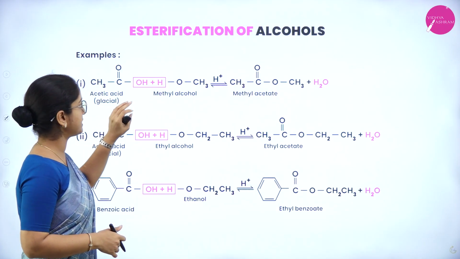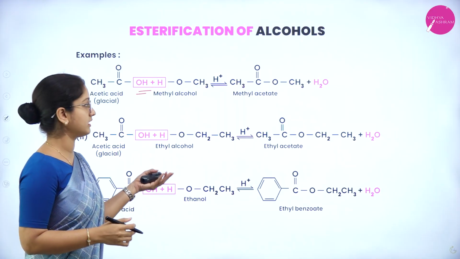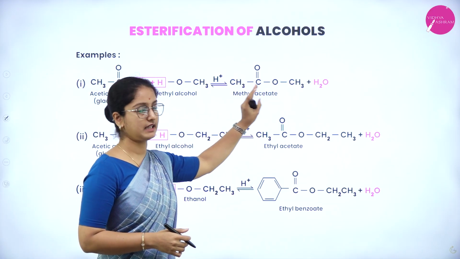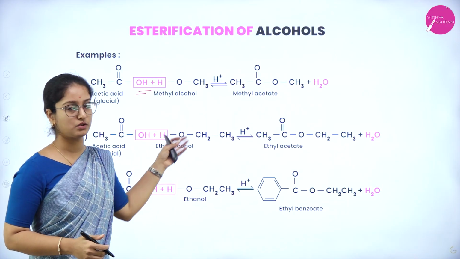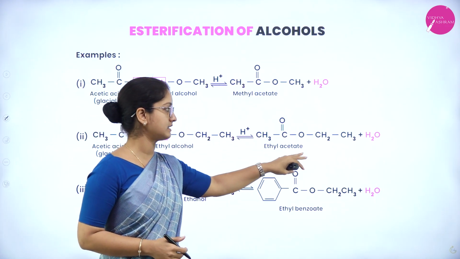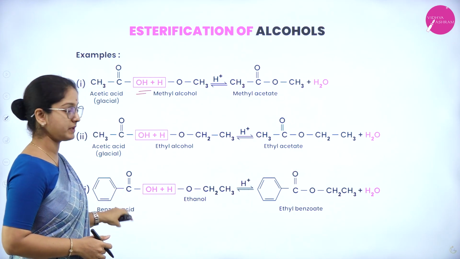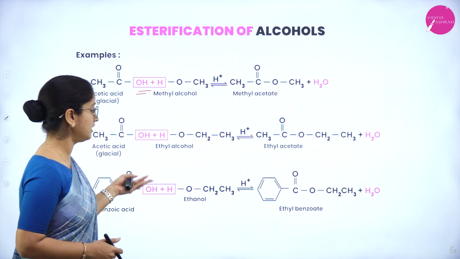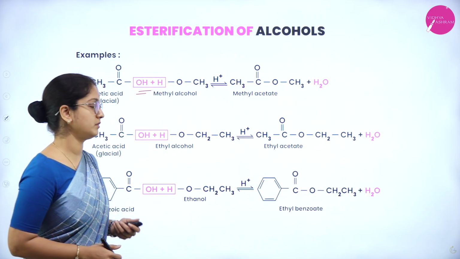Acetic acid plus methyl alcohol, wherein if a water molecule is eliminated, we produce methyl acetate. Second example, acetic acid plus ethyl alcohol. The alkyl group is increased further, making ethyl acetate, plus water. Then we have an aromatic compound, benzoic acid plus ethyl alcohol, producing ethyl benzoate plus water.